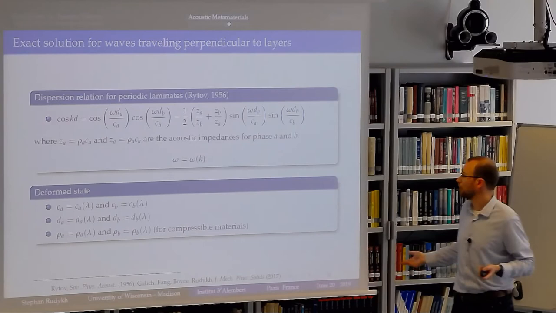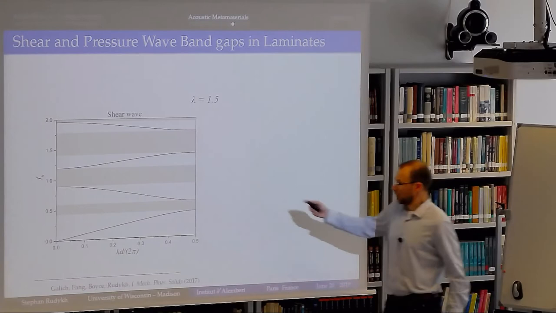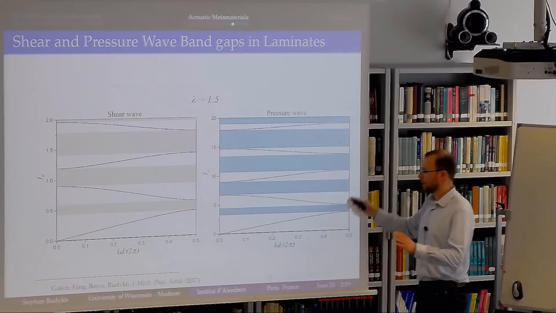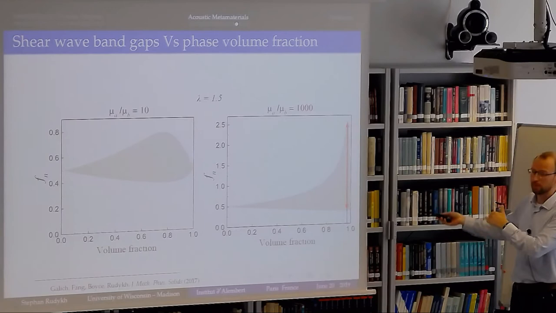It's not really complicated. Basically, all of these components here are functions of stretch. So we can just look into how these band gaps and dispersion curves will change with stretch. This is the dispersion relationship. These are our band gaps. So shear waves, pressure waves, at some deformation level. We can look into how it changes with the volume fraction and material composition. And you can also create a situation when you have large band gaps. You just need to choose the right composition if you're after that.